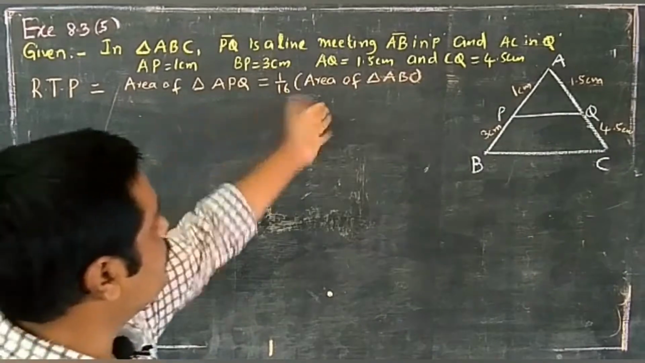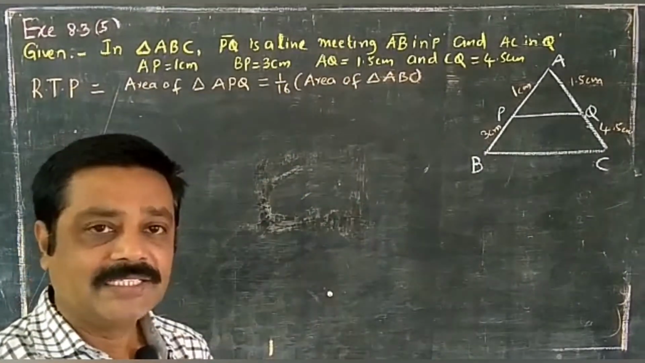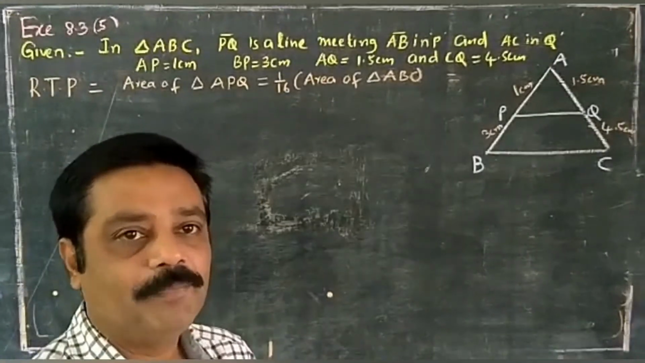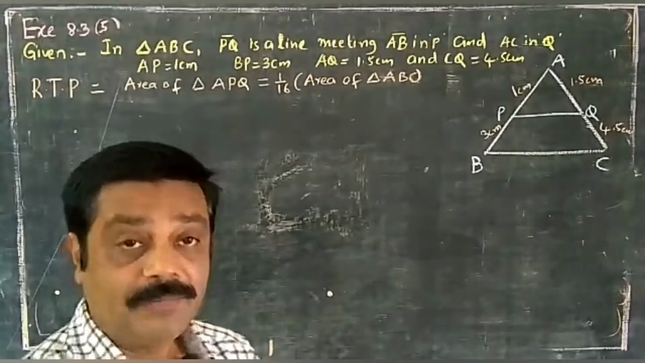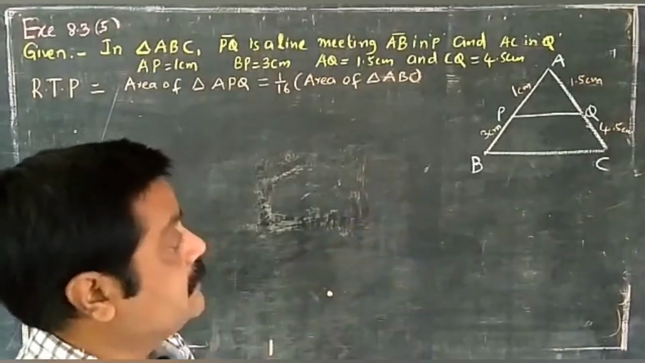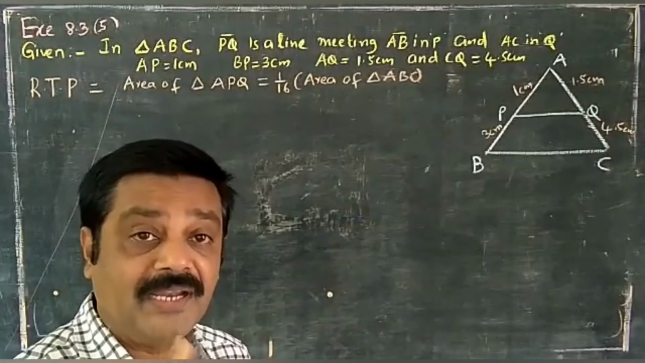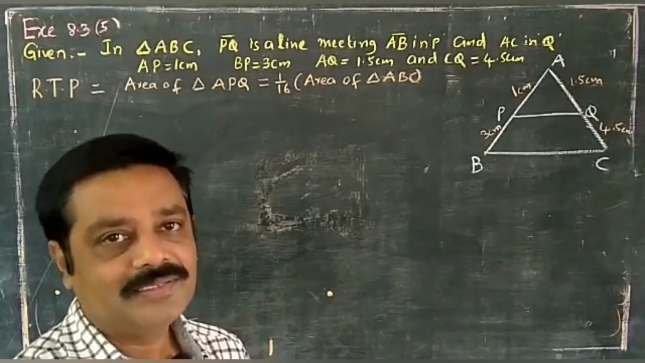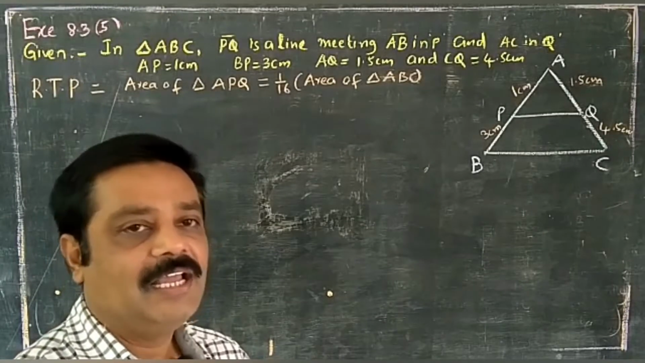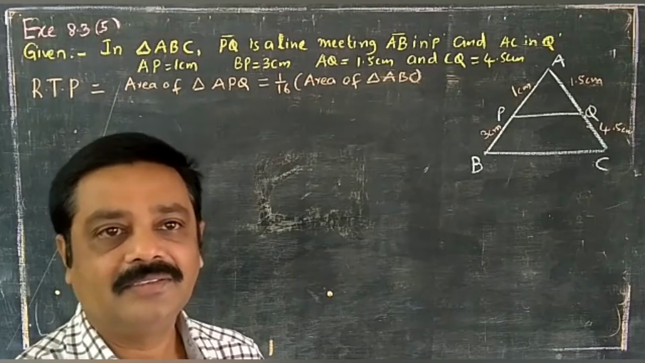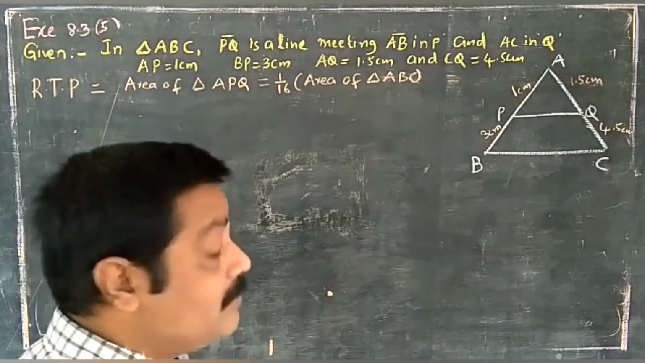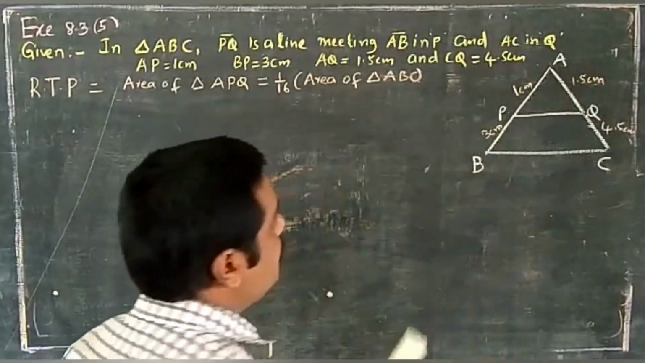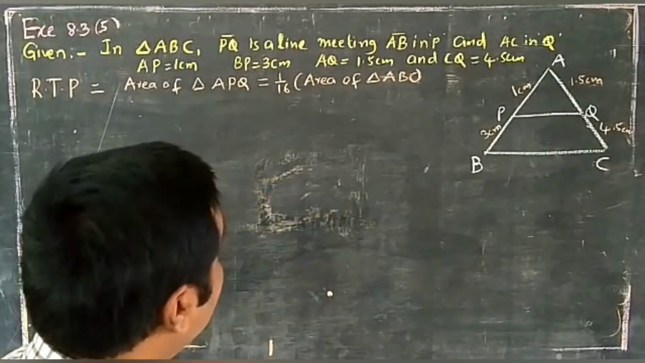Here the relation is about areas of similar triangles, so we have one big weapon, Theorem 8.6, which we already discussed in the 17th video. What is that? The ratio of areas of two similar triangles is equal to the ratio of the squares of their corresponding sides. Before we use that, we need the two triangles to be similar, meaning triangle APQ is similar to triangle ABC. How do we show that? Any clue?